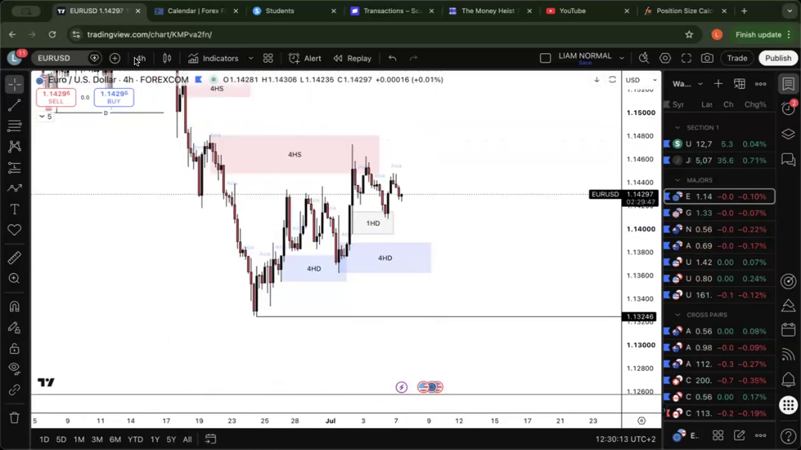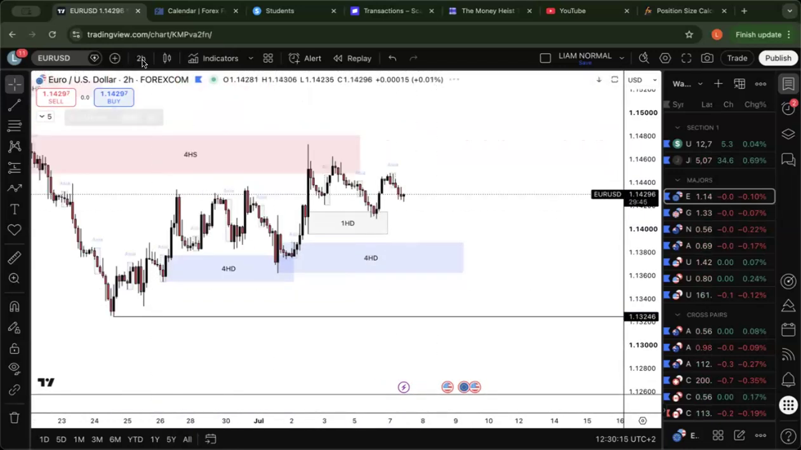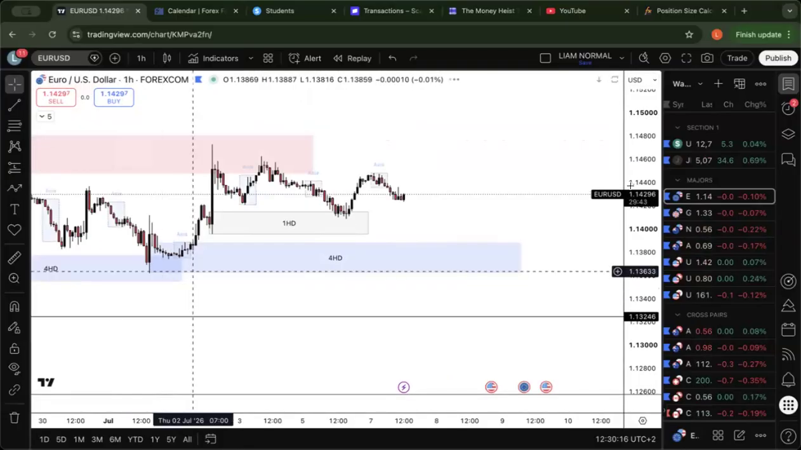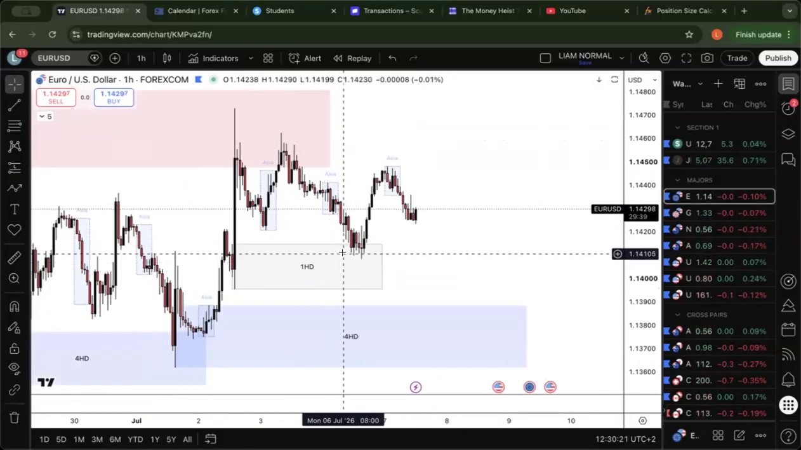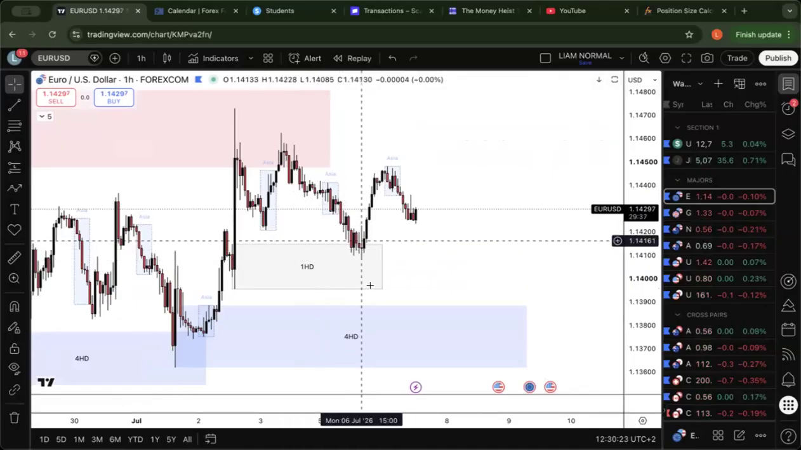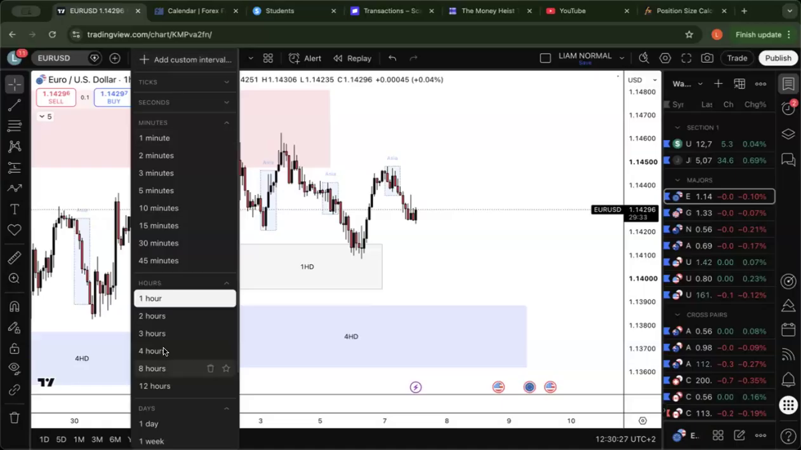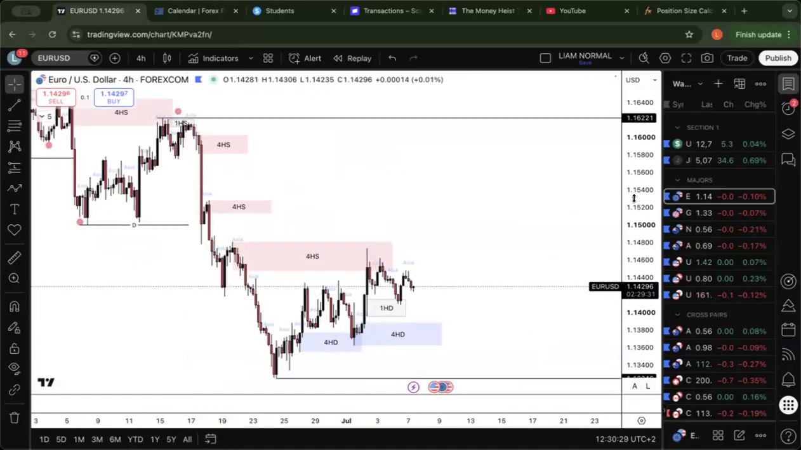Now, of course, yesterday again we were talking about the fact that if the dollar's going to react from this 1 hour supply area, we expect EU to react from this 1 hour demand area. And that's exactly what we're getting at this moment in time. We've had a reaction yesterday from this demand. Now, going back to the 4 hour, what can we see?